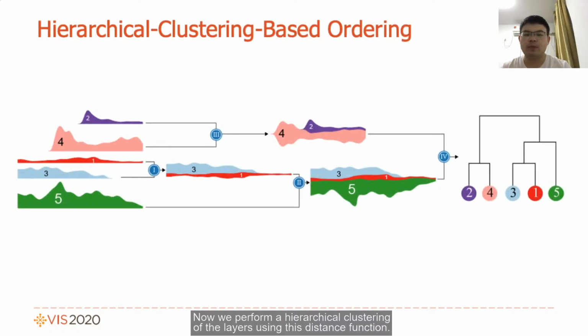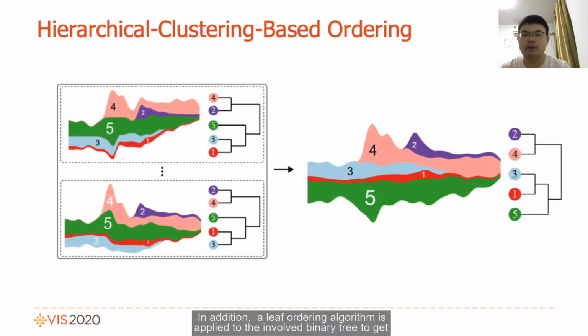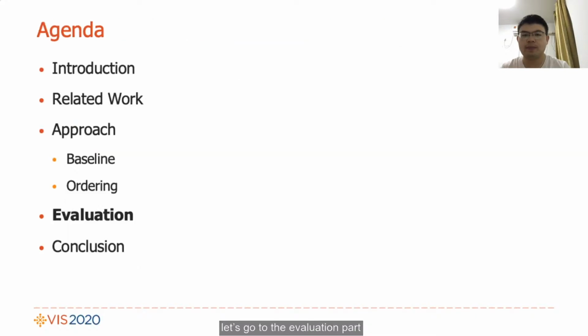Now, we perform a hierarchical clustering of layers using this distance function. In addition, a leaf ordering algorithm is applied to the involved binary tree to get the final ordering of layers. This is done by minimizing the sum of distance between adjacent layers. After ordering, baseline optimization is applied to get the final layout of the string graph.